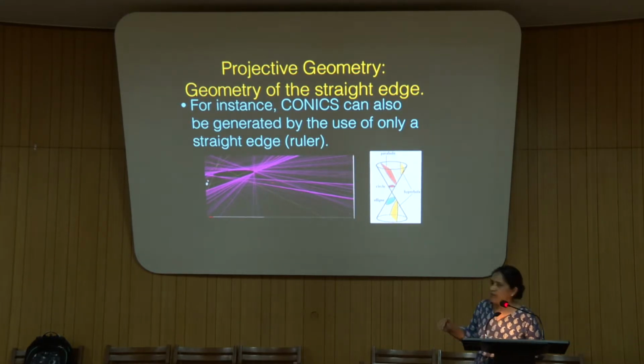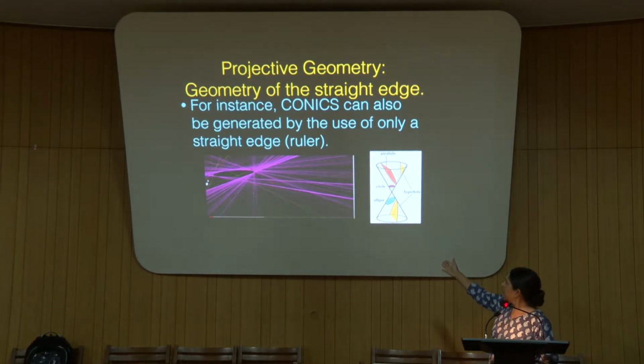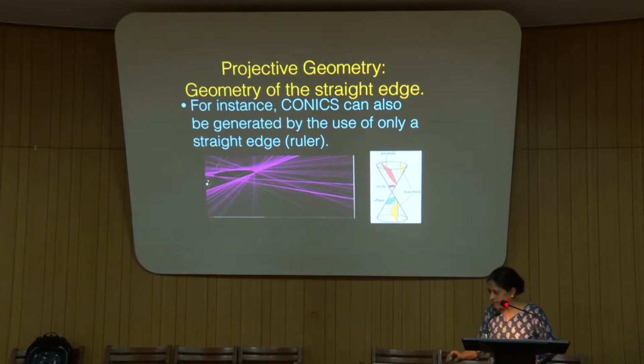So conics, as I said, this is just a diagrammatic representation of conics. You have a double cone and you take this plane and slice it. Depending on how you slice it, you generate different conic sections. Hyperbola, parabola, circle, ellipse, and so forth.